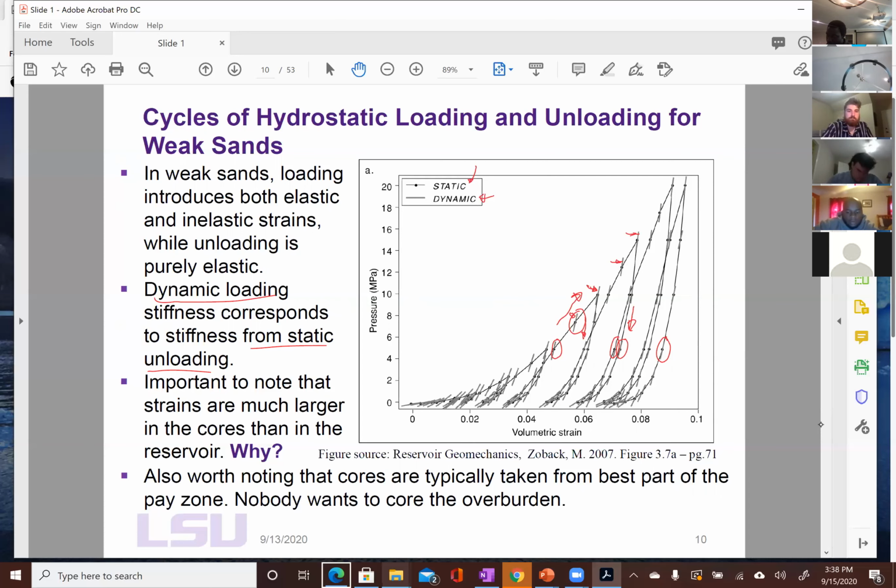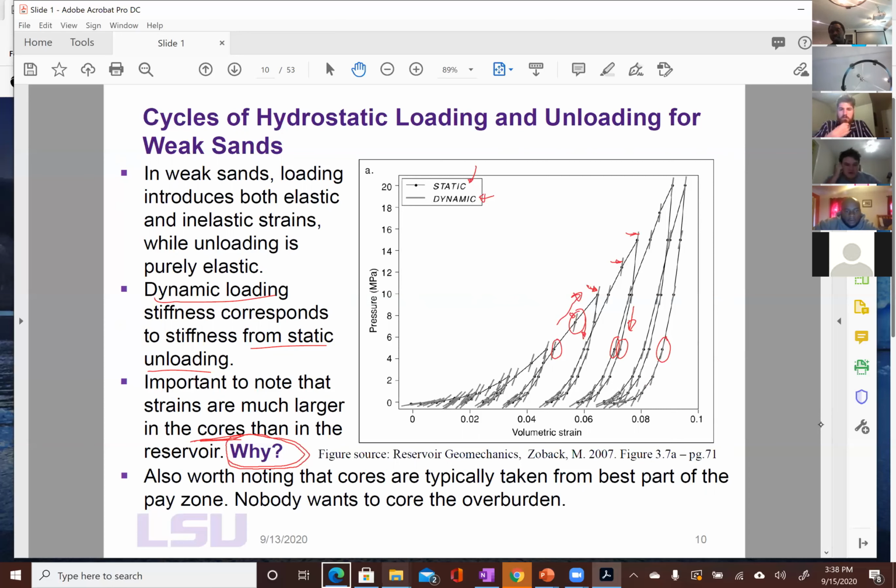I also explained this. Do you know the answer to this question? Why are strains much larger when you perform the static test, which is on a core, in comparison to the strains in your entire reservoir? Who knows? This is how I figure out whether you watch the videos or not. This is just like revision.